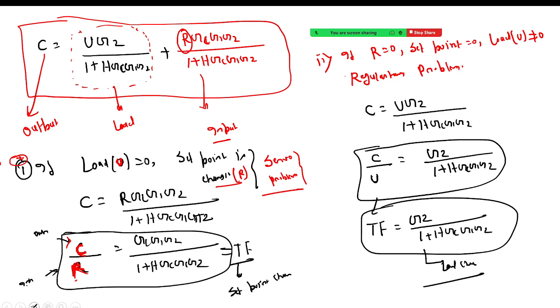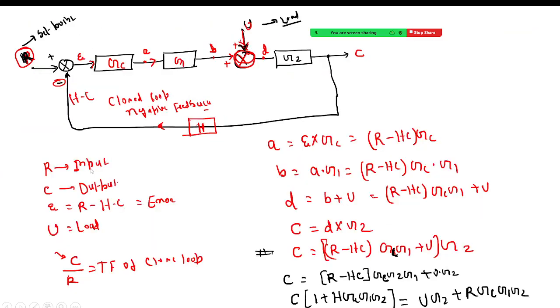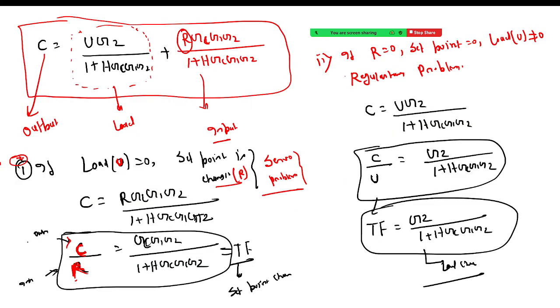So generally, what you see over here, when we talk about the transfer function for set point change, in the top this is GC G1 G2 upon 1 plus GC G1 G2 into H. So here you see for set point change, GC G1 G2 divided by 1 plus GC G1 G2 H. All these things are happening. But when we talk about C upon U, it is only G2 upon 1 plus GC G1 G2 H. That's all.